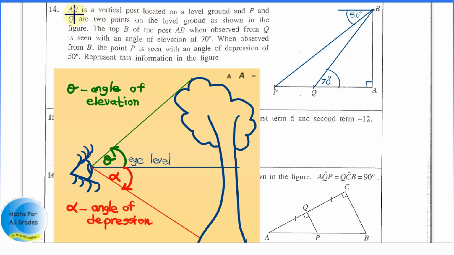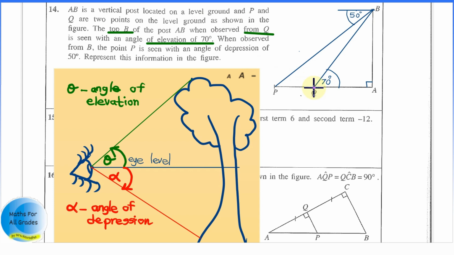Now look at this question again. AB is a vertical post located on a level ground. Level ground is parallel to the earth. So therefore, we take this PQ line as a horizontal line. And they have mentioned here AB is a vertical post. So this angle is 90 degrees. The top B is observed from Q and the angle of elevation is 70 degrees.